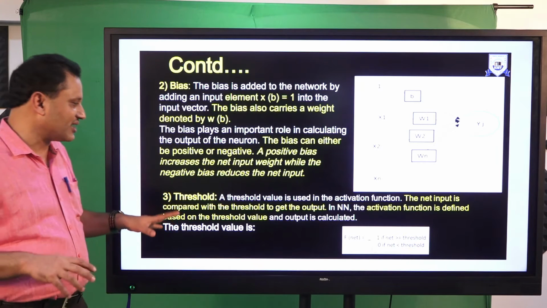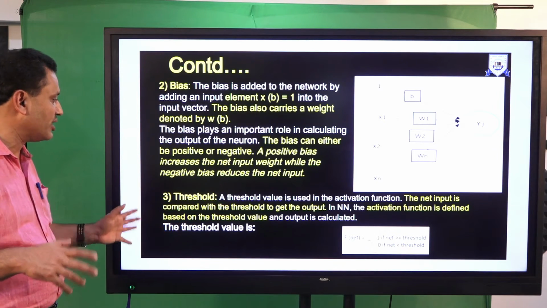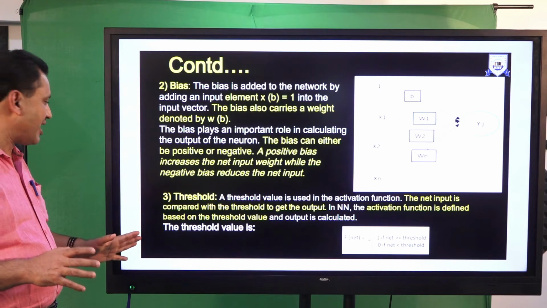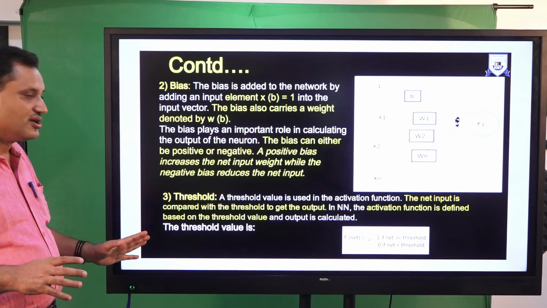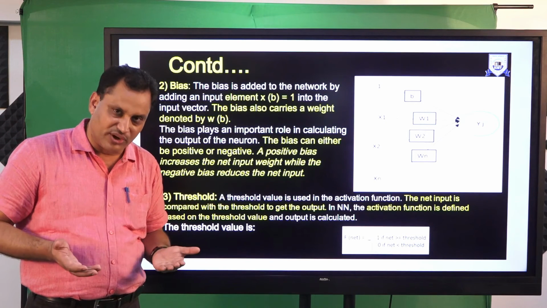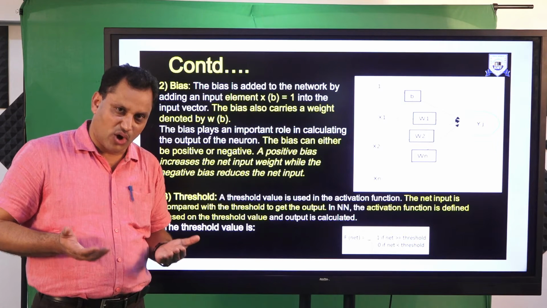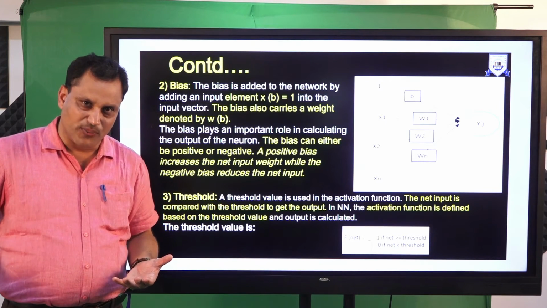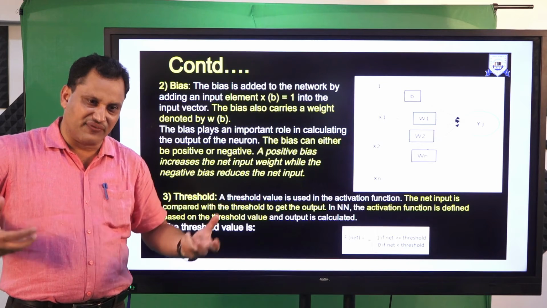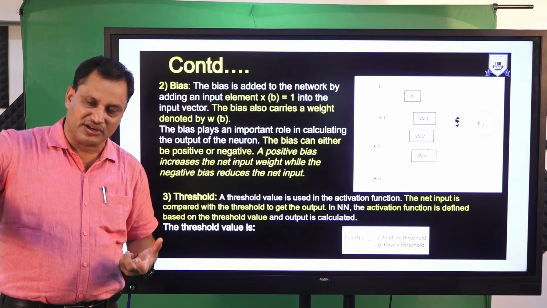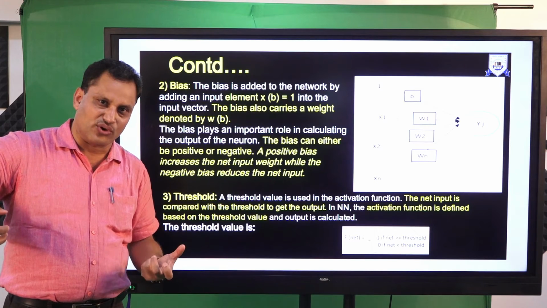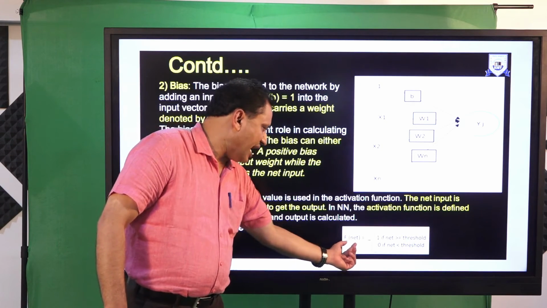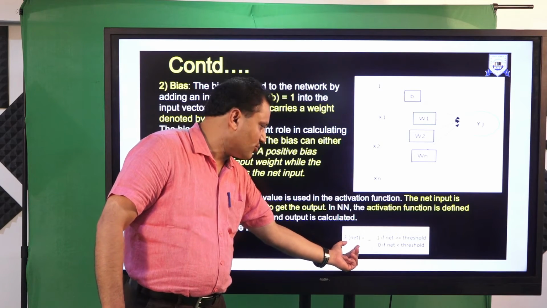Threshold. Threshold is again a terminology which will be frequently used. Threshold value is used in the activation function. So the net output is compared with the threshold. When the output of one particular neuron is observed, then the output is compared with a particular threshold value. On the basis of the difference or the distance between the output value of the neuron and the threshold value, we take the decisions. See here, this F net is the output of a particular neuron.